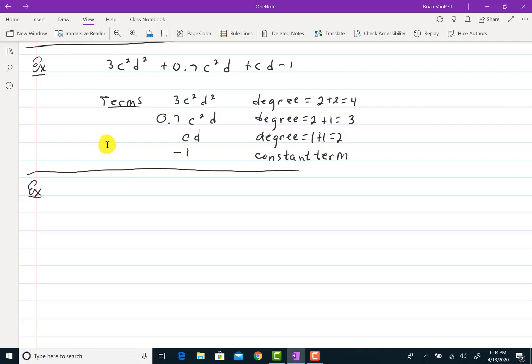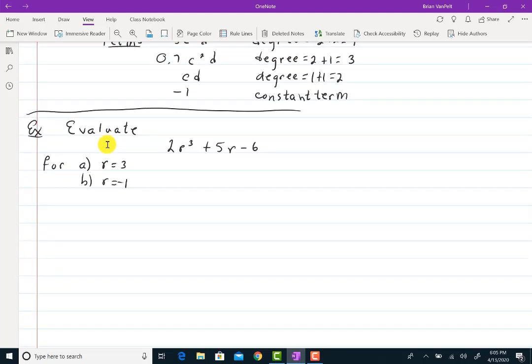So, for example, look at this thing. Evaluate 2r cubed plus 5r minus 6 for part A, r equals 3, and part B, r equals negative 1. So let's go ahead and solve this. I'll do part A first. That's when r is equal to 3. So what we're going to do is replace r by 3.